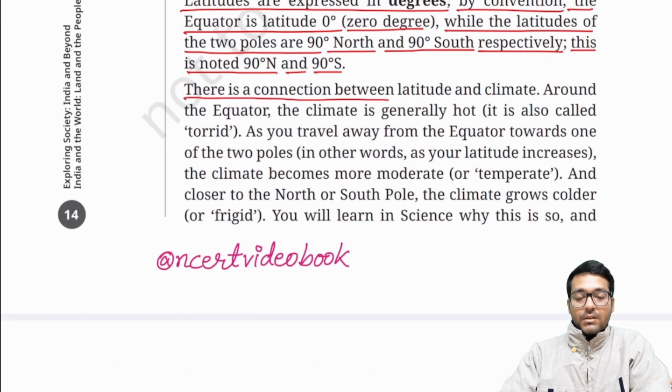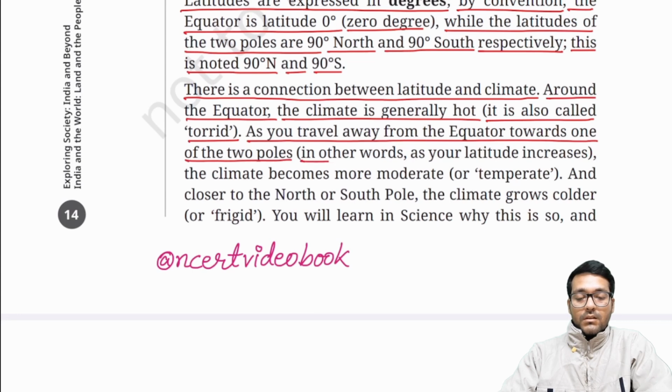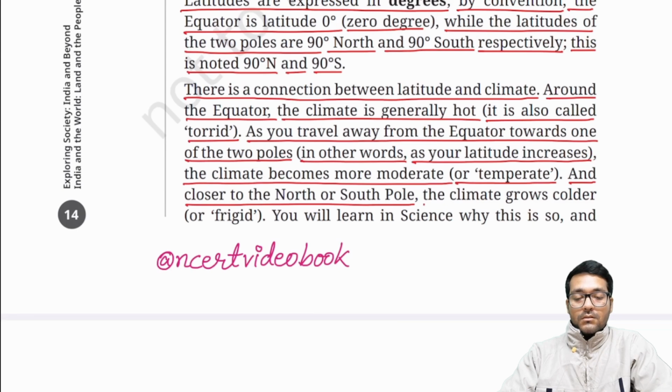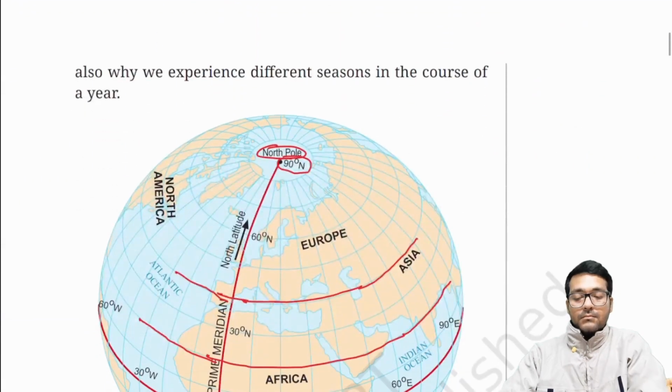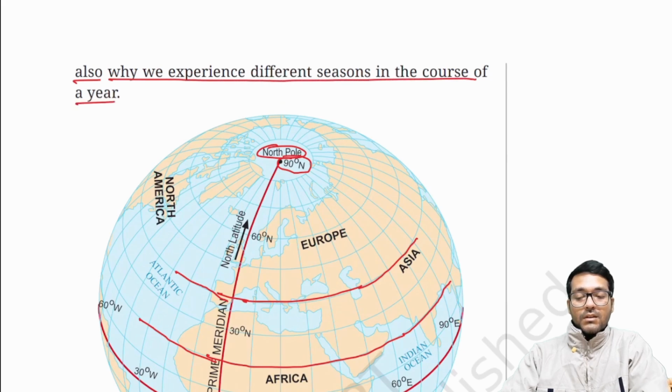There is a connection between latitude and climate. Around the equator, the climate is generally hot. It is also called torrid. As you travel away from the equator towards one of the two poles, in other words, as your latitude increases, the climate becomes more moderate or temperate. And closer to the north or south pole, the climate grows colder or frigid. You will learn in science why this is so, and also why we experience different seasons in the course of a year.